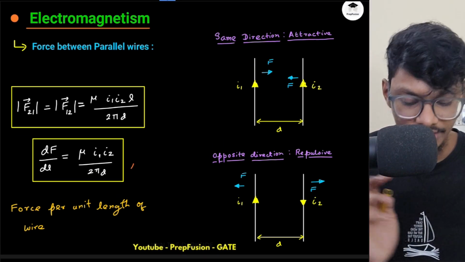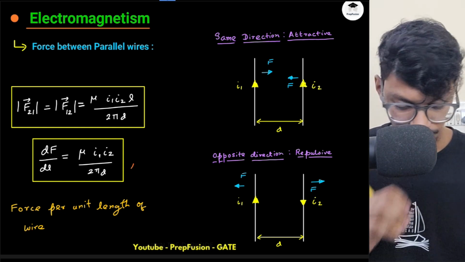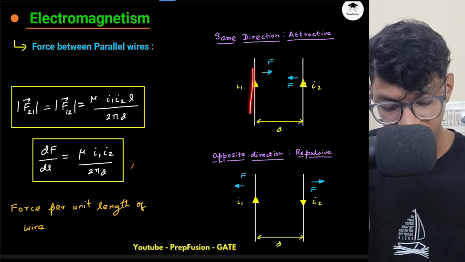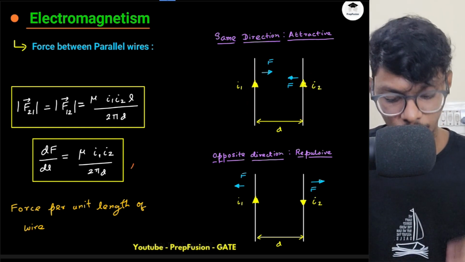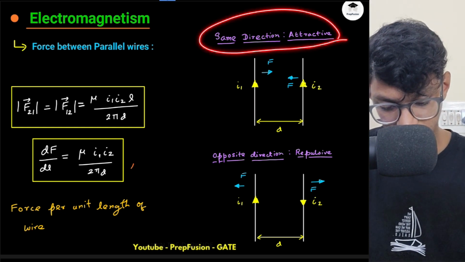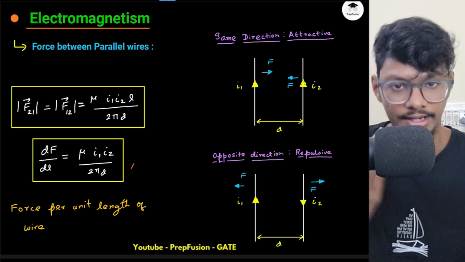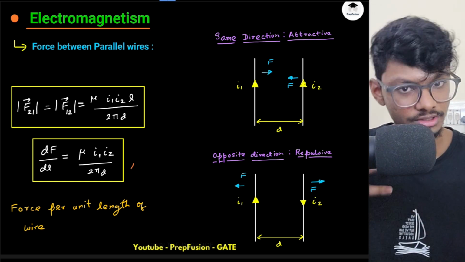So another important point is the sign. How do you identify the sign? If both the currents are in the same direction, then it will be attractive in nature. If both the currents are in opposite directions, it will be repulsive. Now you will say, sir, I am not able to remember this. Fine, then you have to derive.